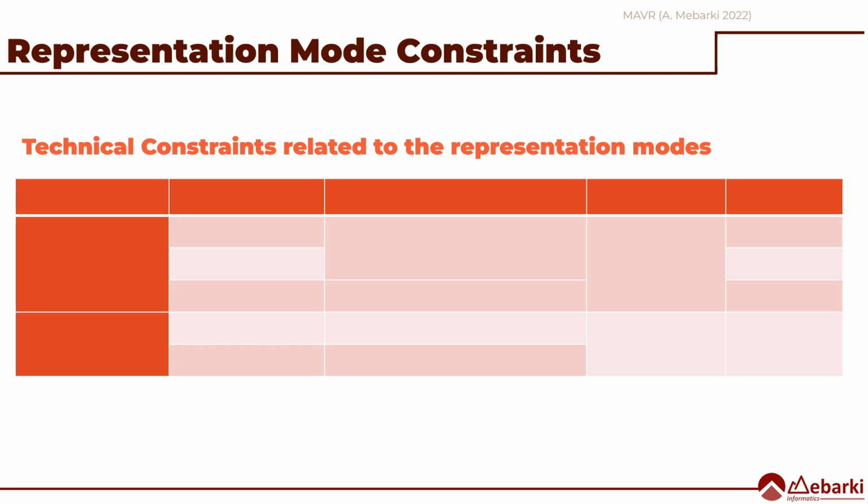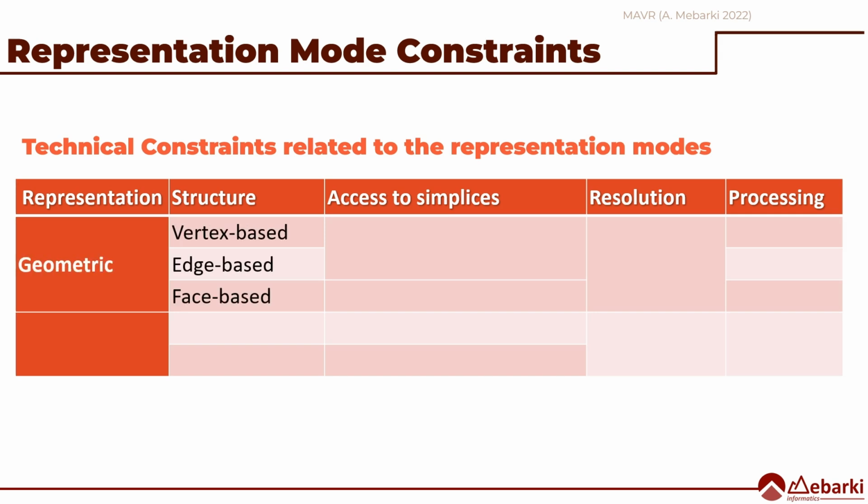In the geometric representation, the structure can be vertex-based, edge-based, or face-based. When we model with vertices or edges, access to higher-order elements like surfaces is limited. We need to define them explicitly. However, when we move to a face-based representation, access becomes direct, which greatly simplifies rendering and manipulation.